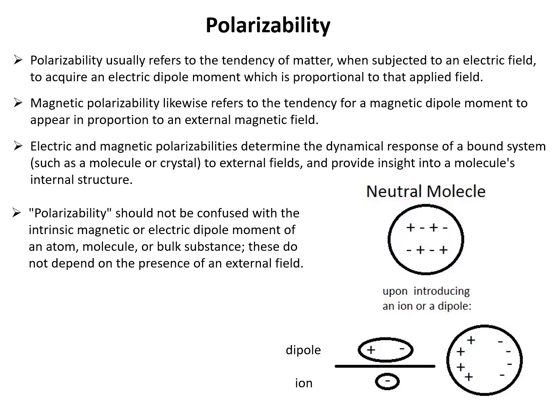Magnetic polarizability refers to the tendency for a magnetic dipole moment to appear in proportion to an external magnetic field. Electric and magnetic polarizabilities determine the dynamic response of bound systems such as a molecule or crystal to external fields and provide insight into a molecule's internal structure.